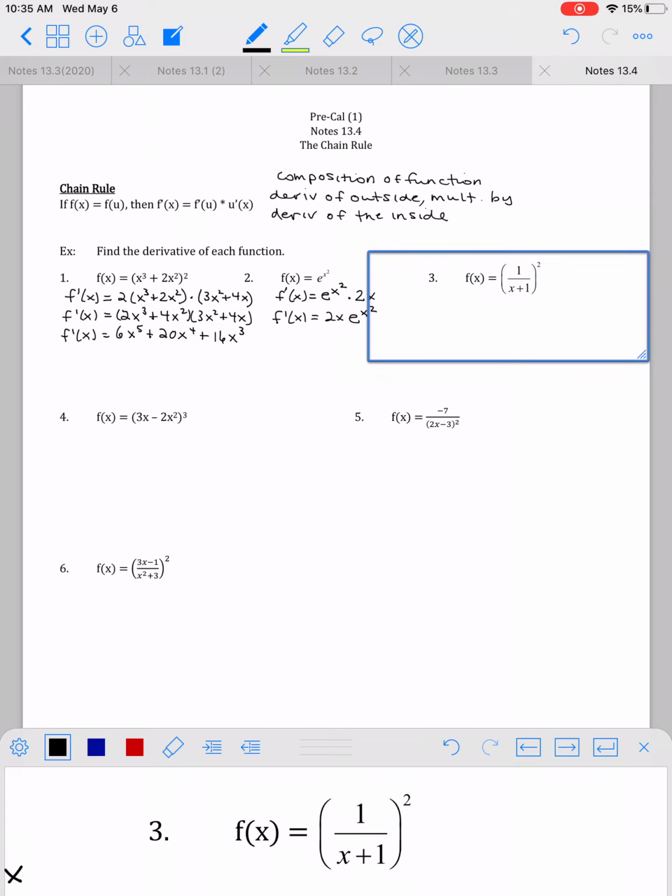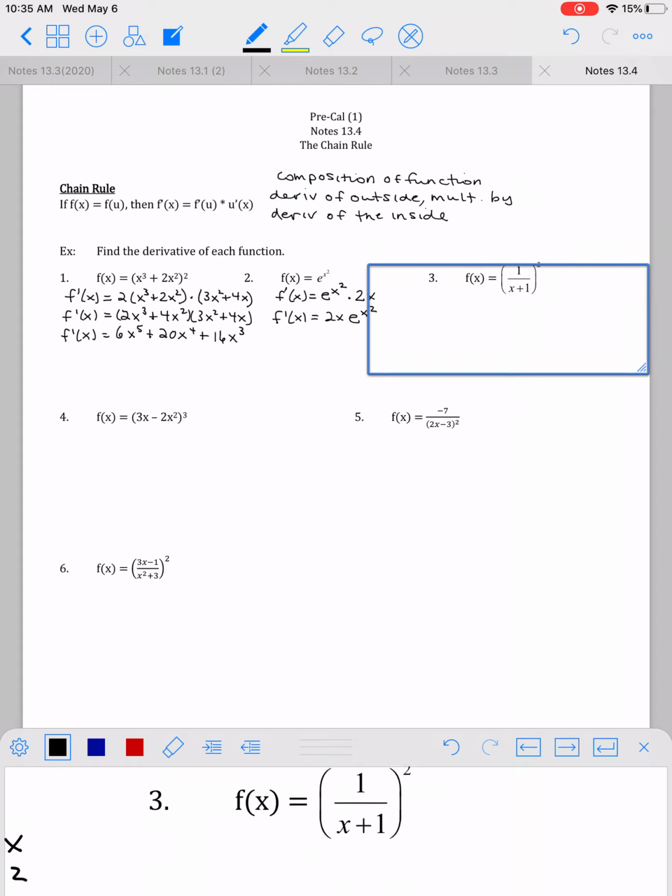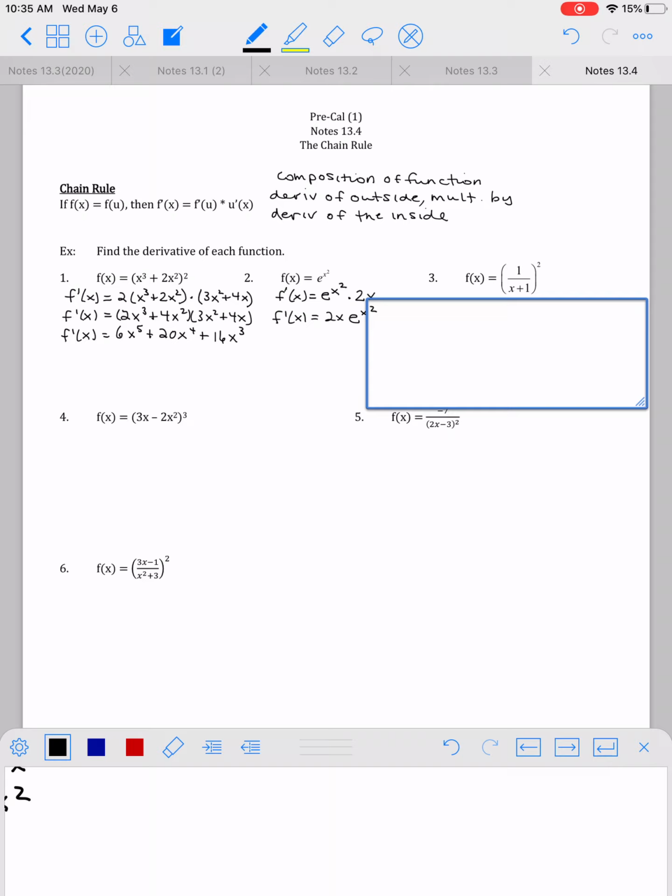So remember, the derivative of e to the x is e to the x. Okay, now we've got a power rule. So first things first, we're going to apply the power rule. So we're going to bring a 2 down and 1 over x plus 1 to the first. So that applies our power rule.